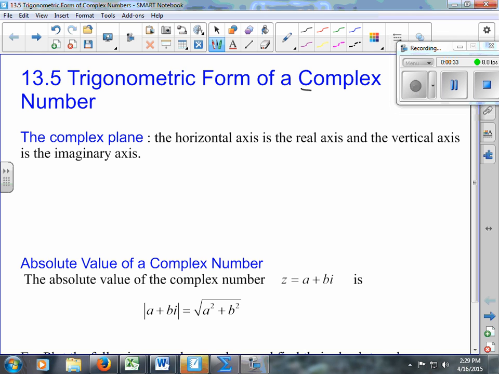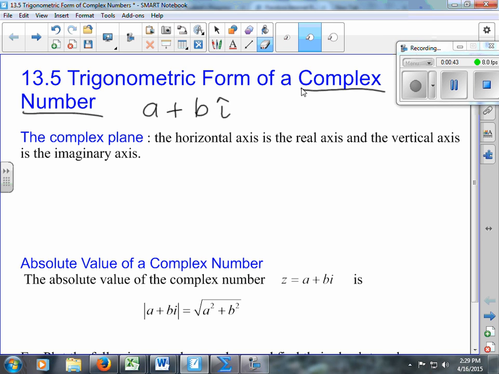So we're going back to complex numbers. Remember, the standard form of a complex number is a plus bi, where A is your real component and B is your imaginary component of the complex number.